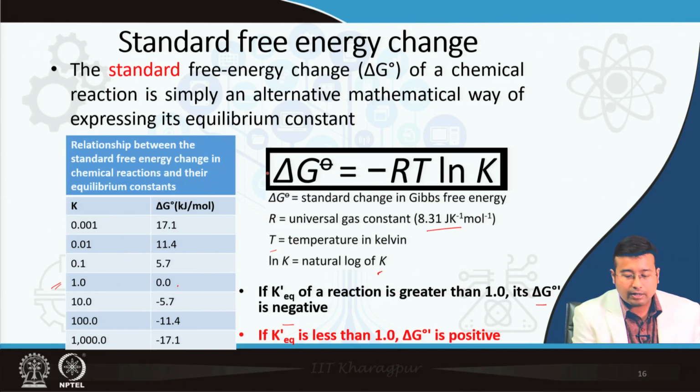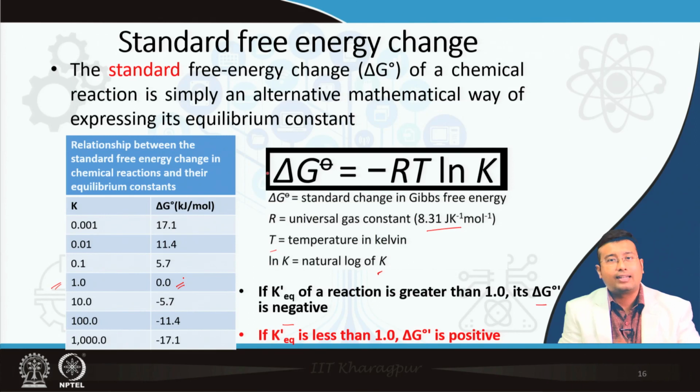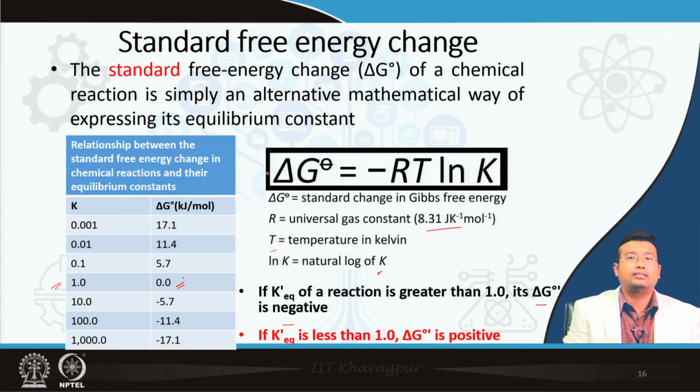It means the standard free energy change is 0. So the reaction is not proceeding in either way. If the delta G is negative, the reaction has to proceed in the forward direction. If the delta G is positive, the reaction has to proceed in the reverse direction. So this is basically the rule between the equilibrium constant and the standard free energy change.